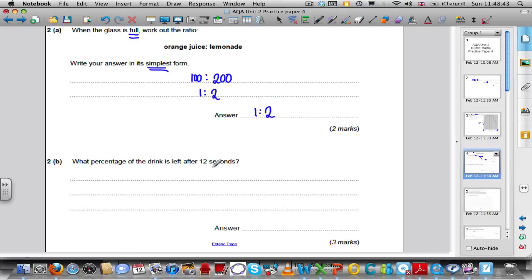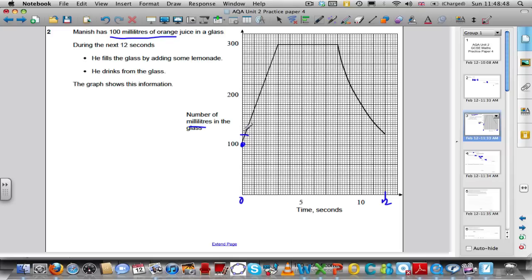What percentage of the drink is left after 12 seconds? Well, after 12 seconds, he's got each of these here. There's 1, 2, 3, 4, 5 for every 100 millilitres. So these must be divisions of 20. That must be 120, 140, 160, 180. So after 12 seconds, he's got 120 millilitres.